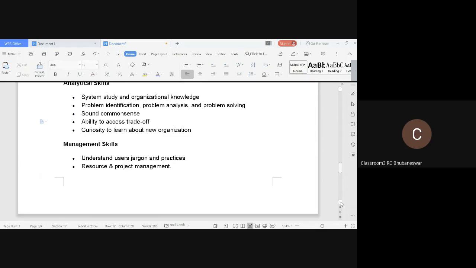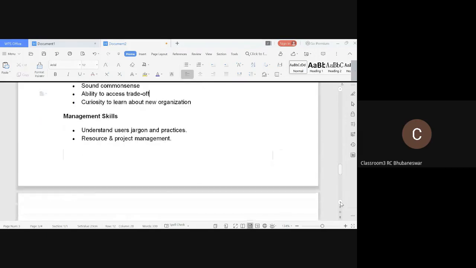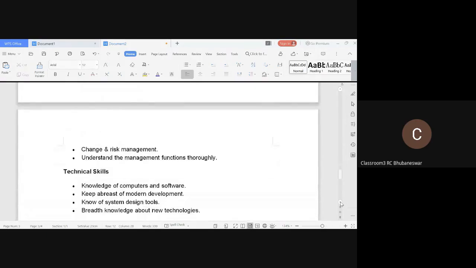Now management skills. No need to discuss these with you, because you already hold some post and you all know about management skills. We will go through understanding user jargon and practices, resource and project management, change and risk management. Risk management is very, very important.